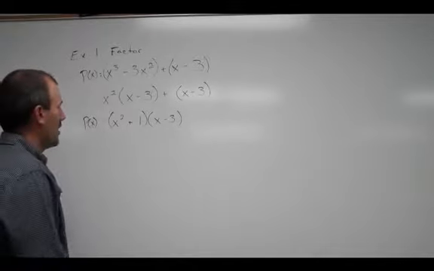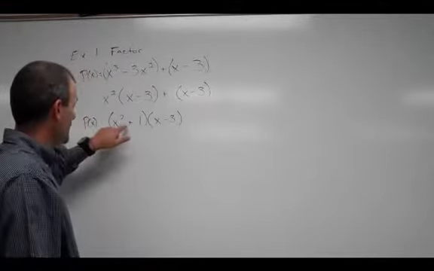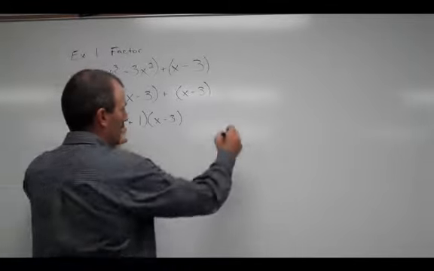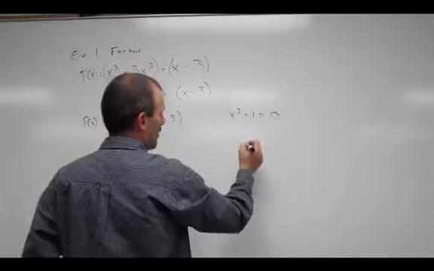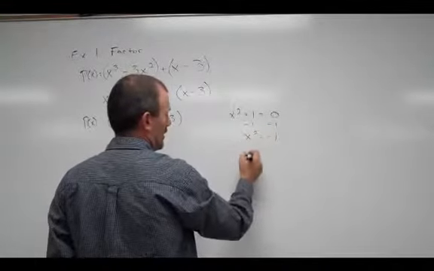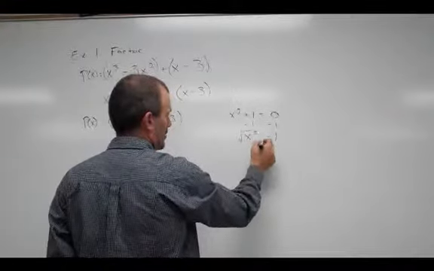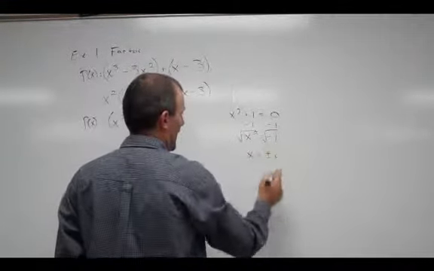Now to finish this off, we're going to find the zeros. So x squared plus 1 equals 0. If we solve that, we subtract 1. So x squared equals negative 1. And therefore, when we take the square root of both sides, we get x equals plus or minus i.